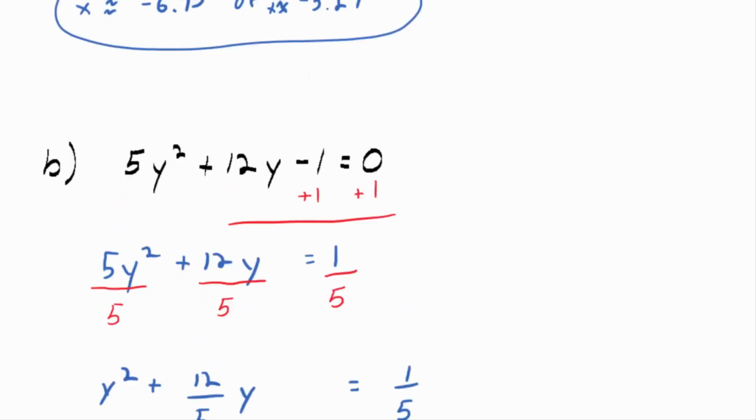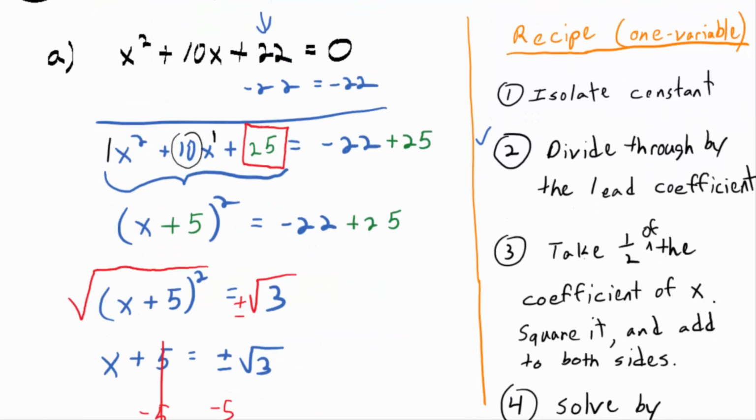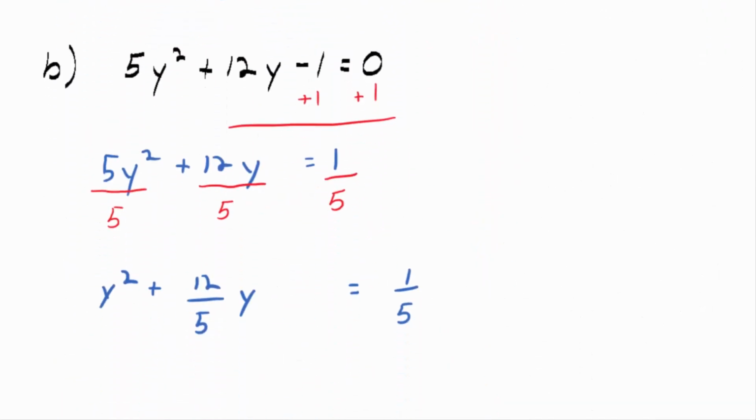So what did that step 3 say to do? Start by taking 1/2 of the coefficient of x. In this case, it's y. Square it, add it to both sides. Okay, so a little bit of scratch work here. What is the coefficient of y in this case? 12/5. How do you take 1/2 of 12/5?